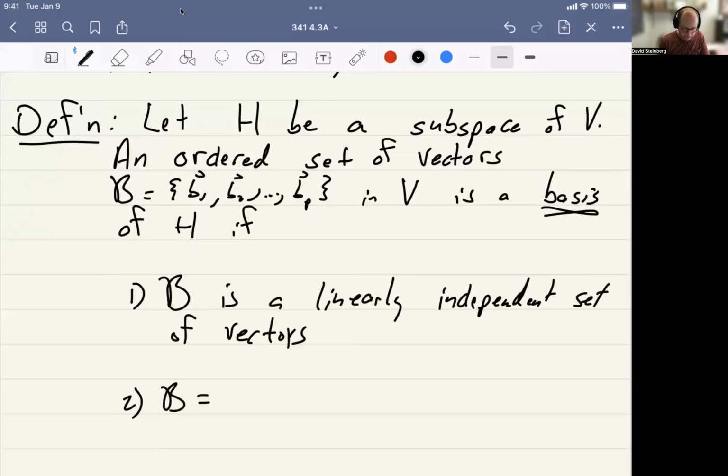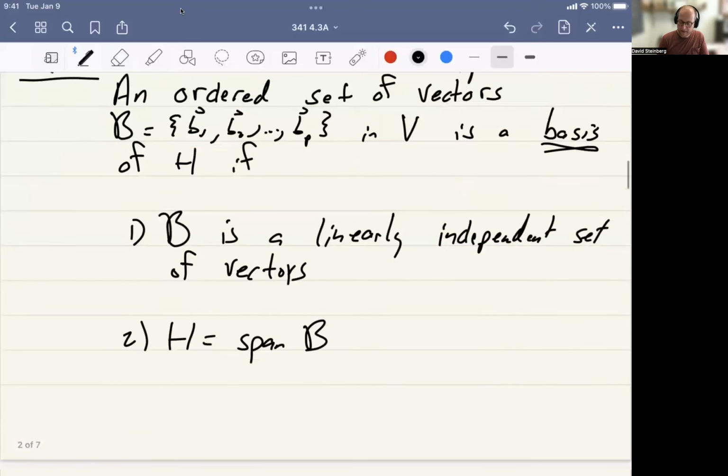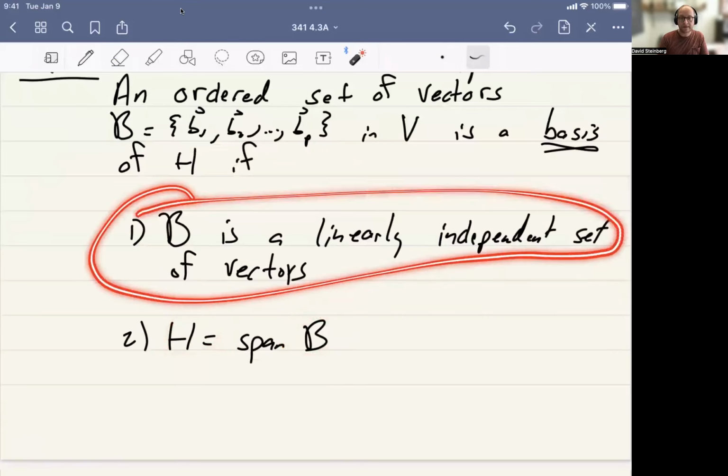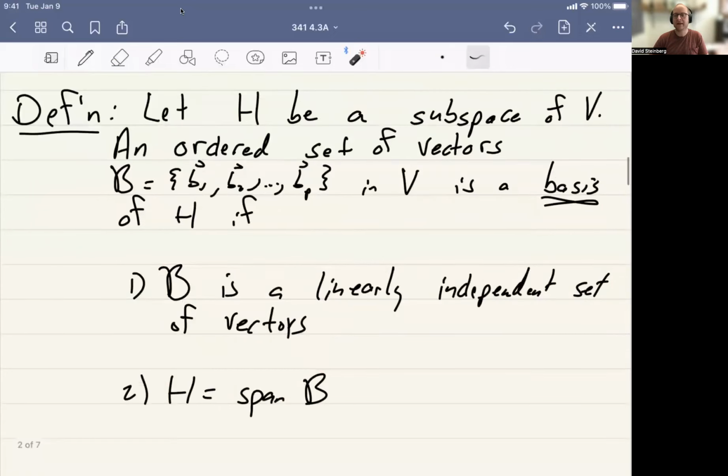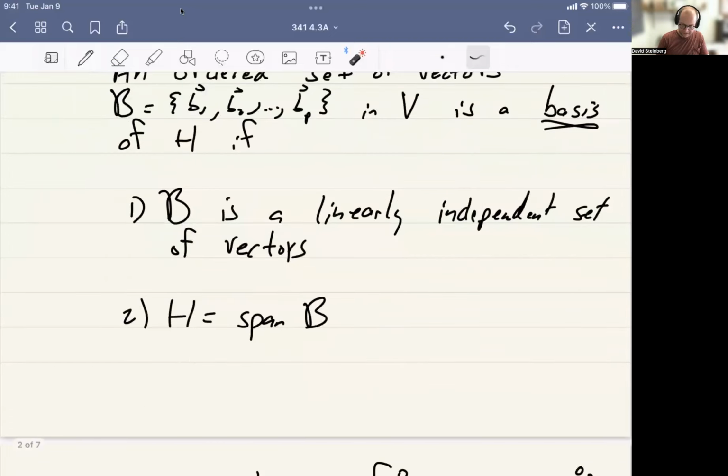And then two, we want H to be equal to the span of the vectors in B. And how we can think about this is that our set B is large enough to span all of H, but doesn't include so many vectors that we get linear dependence. So it's some kind of balance of big enough but not too big. What we'll see eventually is that a basis is a really efficient spanning set. So let's see some examples.